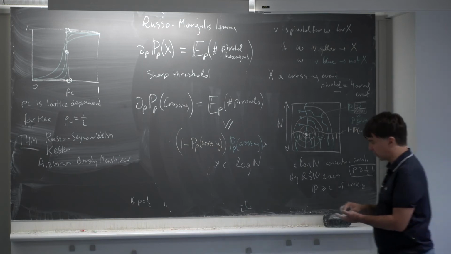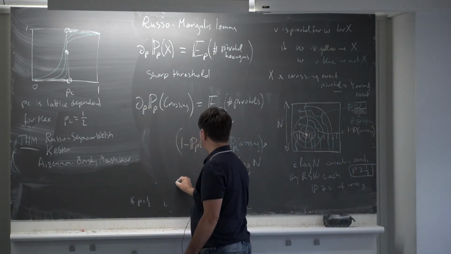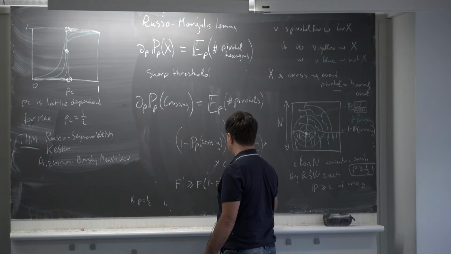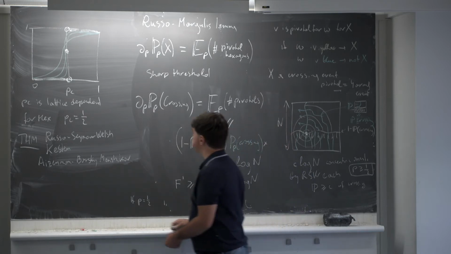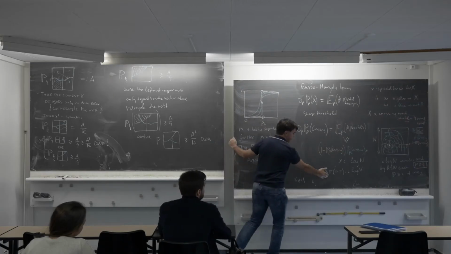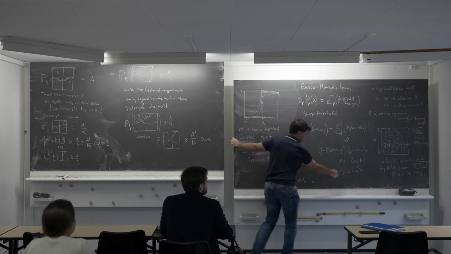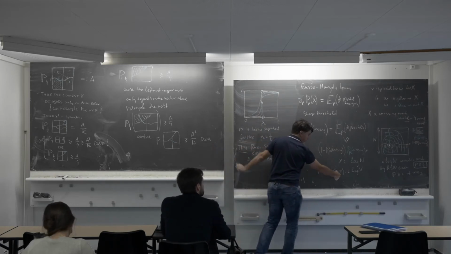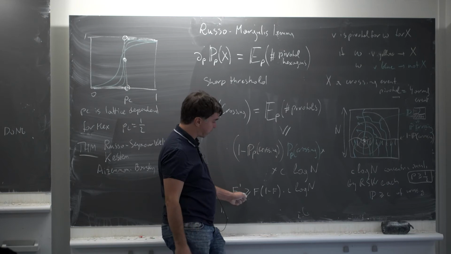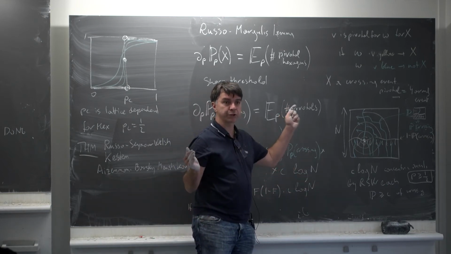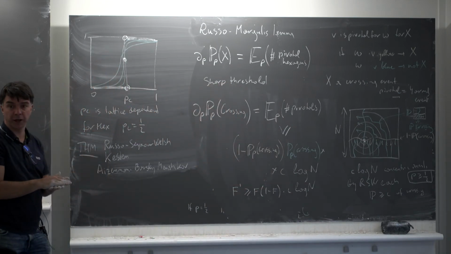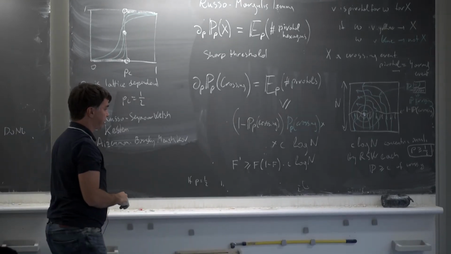So I get the following equation for my function. F prime is at least f times 1 minus f times constant log n. Which means that if my function is close to 0, this estimate is useless. If my function is close to 1, it's useless. But when f is not 1, not 0, f times 1 minus f will be some definite number. So I get the estimate f prime is at least logarithm n. So for a box of size n, the derivative of the function in this central part will be at least logarithm n.